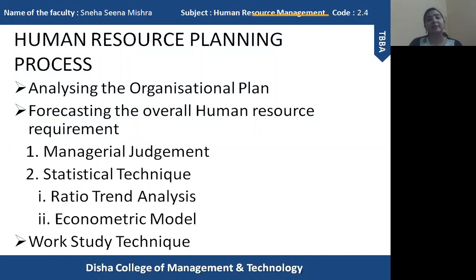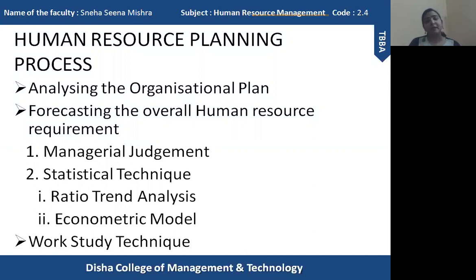So it is not only estimating the total number of people, but also estimating what kind of people are required in terms of skills, knowledge, potential, capability and competencies. Okay, so that is the first point, that is ratio trend analysis.